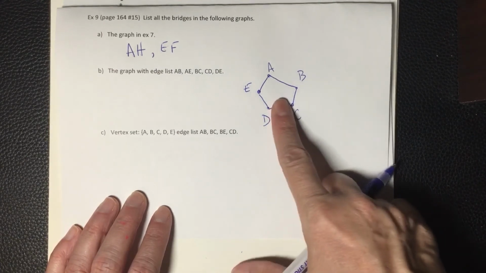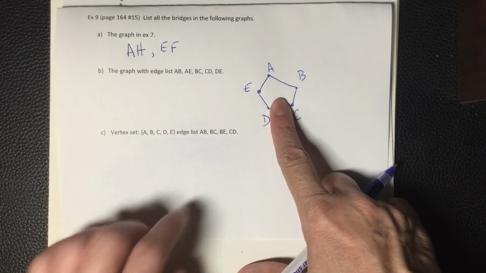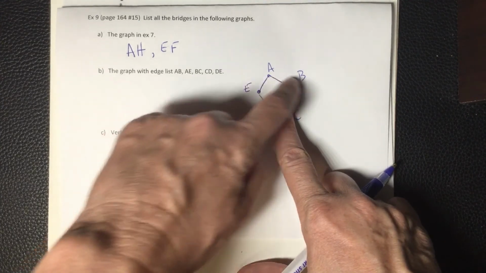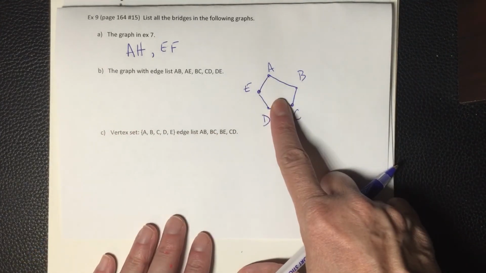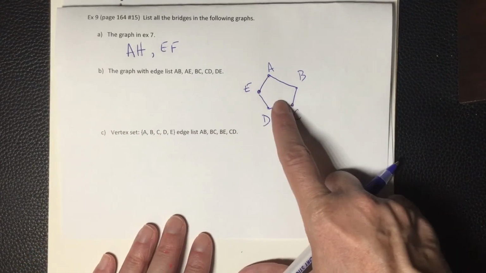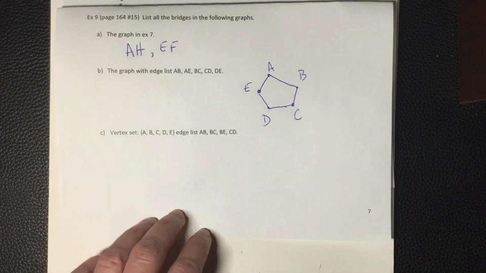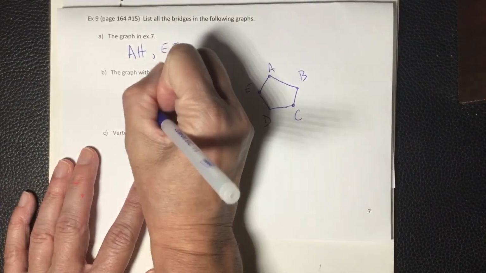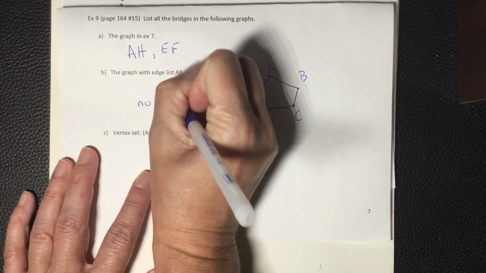If I take out any single edge, so if I take this one out, I can still get from D all the way around to C. It'd be a lot longer, but I could still do it. So if I take any of these edges out, the graph is still connected. So this one is going to have no bridges.